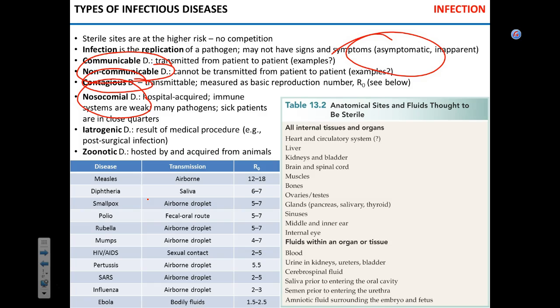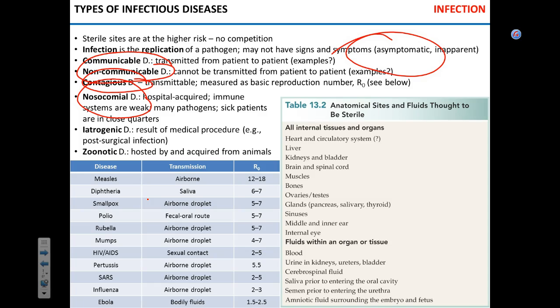Nosocomial infections, hospital acquired. We've discussed why they are so common. You have a lot of sick people in close quarters. That's it. That make sense? Iatrogenic. Have you seen this word before? Iatrogenic disease is the disease that comes after the medical procedure. Does that make sense?